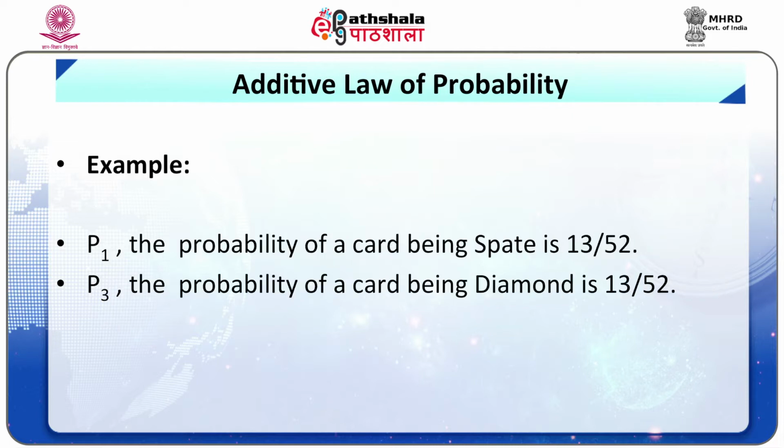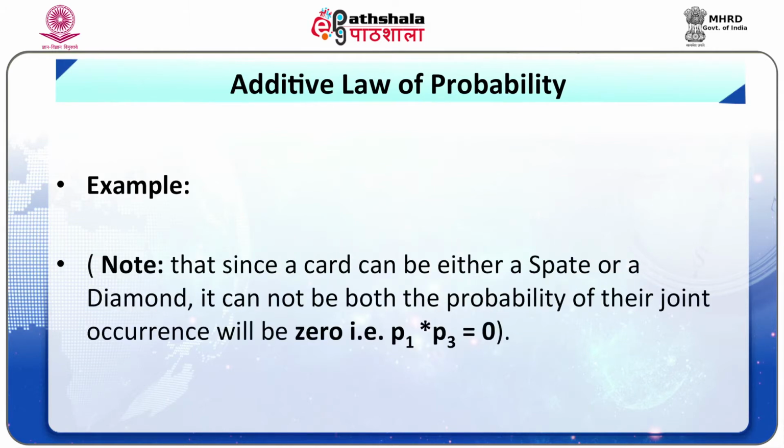For the second case, P1, the probability of a card being a spade, is 13 by 52. P3, the probability of a card being a diamond, is 13 upon 52. Note that in this case, the minus element does not come in because a card cannot be both a spade and a diamond simultaneously. So, the joint occurrence is not possible in this case. So, the product of the two events will not apply. In this case, it will be 0.